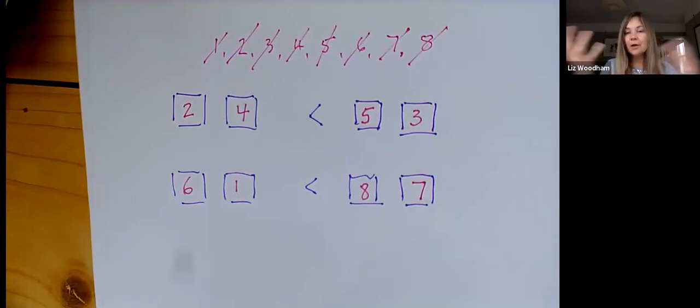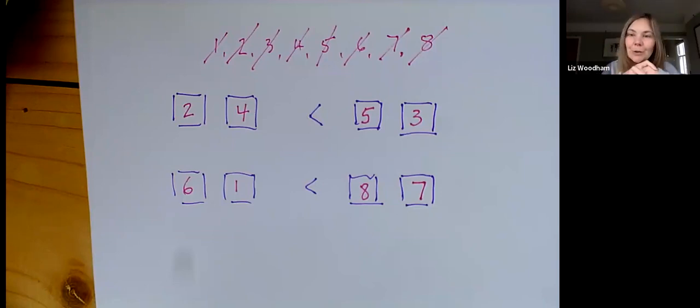Brilliant. Okay. And I hope those of you in classrooms around the world can see what Charlie's done there. So those 2 inequalities are correct. 24 is less than 53. 61 is less than 87, and Charlie's used the digits 1 to 8 exactly once.